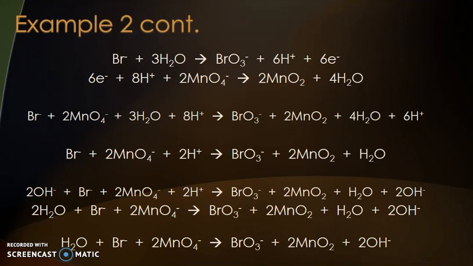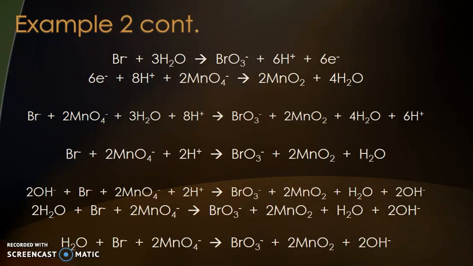So let's just check to make sure it is balanced. We have 1 bromine on the left-hand side and 1 bromine on the right-hand side. 2 manganese on the left, 2 manganese on the right. We have 1 oxygen on the left from water and 8 from the permanganate. So that's 9 oxygen on the left altogether. We have 3 oxygen on the right in the bromate, 4 in the manganese dioxides, and 2 in the hydroxides. That gives us a total of 9 on the right as well. Hydrogens, we've got 2 on the left and 2 on the right, so that's all good.